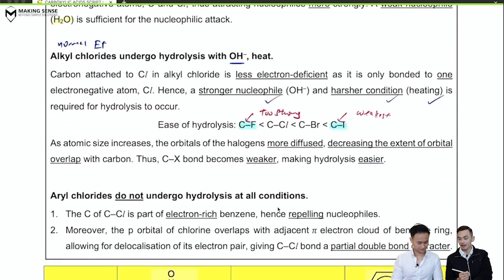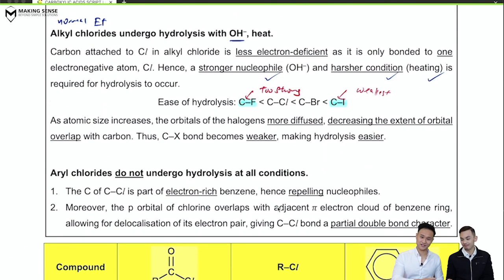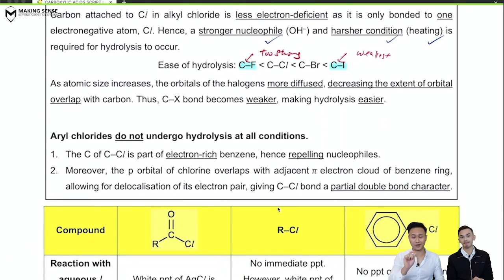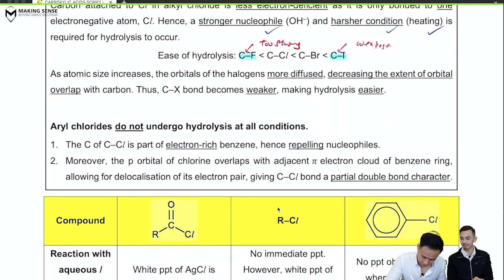All right, now what about aryl chlorides, Mr. Tim? Let's finish this off. Now guys, we saw this in halogenoalkanes as well, so I hope you guys can still remember. I'm going to draw for you right now an aryl chloride: a benzene ring directly attached to a chlorine.